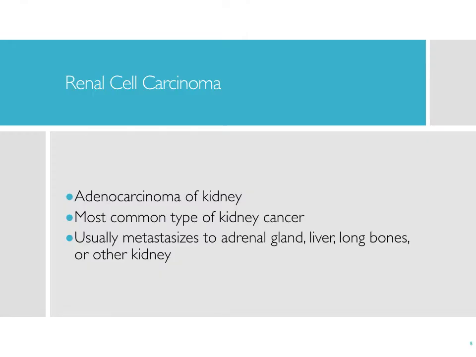Renal cell carcinoma is usually an adenocarcinoma in the kidney. It's the most common type of kidney cancer, and it usually metastasizes to the adrenal gland, the liver, the long bones, or the other kidney. So often what you have to think about with metastasis with cancer is it tends to first go to whatever organ is closest to it.